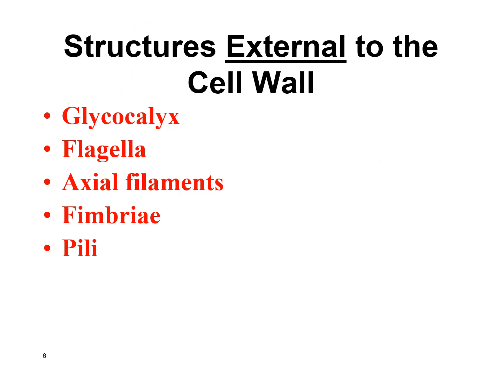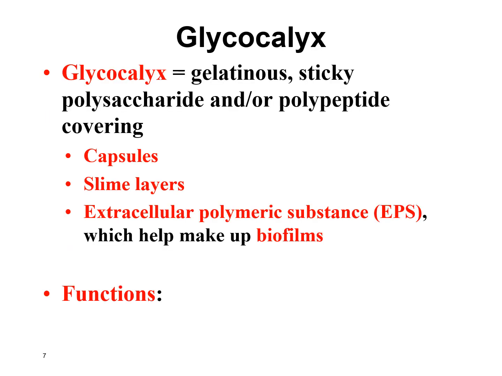These are the structures that are found outside of the cell wall in a bacterial cell, and bacteria do not have all of these. They may have some of these, but a lot of times they're not going to have all of these. It depends on the species which of these they will have outside their cell wall. So we're going to focus on the glycocalyx here, and then we'll talk about the flagella, axial filaments, fimbriae, and pili later.